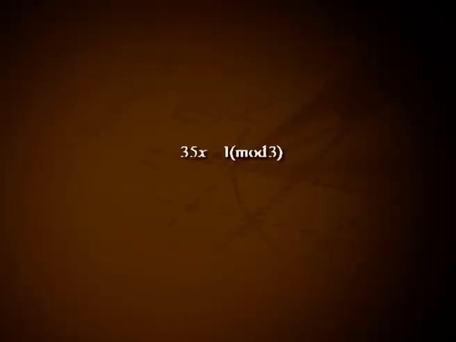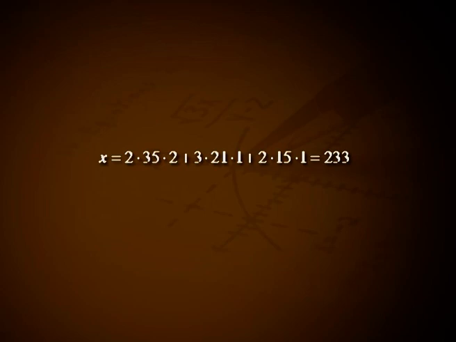Now, the linear congruences 35x ≡ 1 mod 3, 21x ≡ 1 mod 5, 15x ≡ 1 mod 7 are satisfied by x1 = 2, x2 = 1, x3 = 1 respectively. Thus, a solution of the system is given by x = 2 × 35 × 2 + 3 × 21 × 1 + 2 × 15 × 1 = 233 modulo 105. We get the unique solution x = 233 ≡ 23 mod 105.